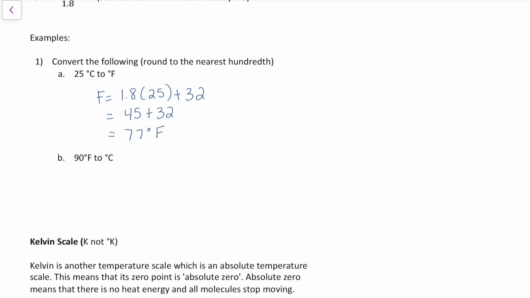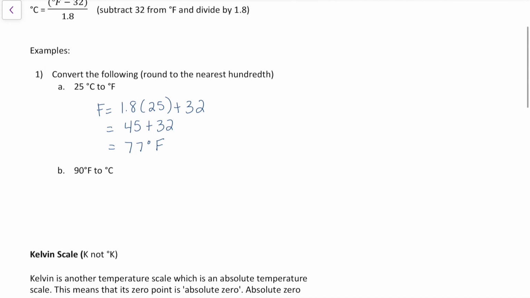And to go from Fahrenheit to Celsius, we're going to do 90 minus 32 divided by 1.8, so we get 58 divided by 1.8, and we get 32.22222. So if we're rounding to the nearest hundredth, we get 32.22 degrees Celsius.